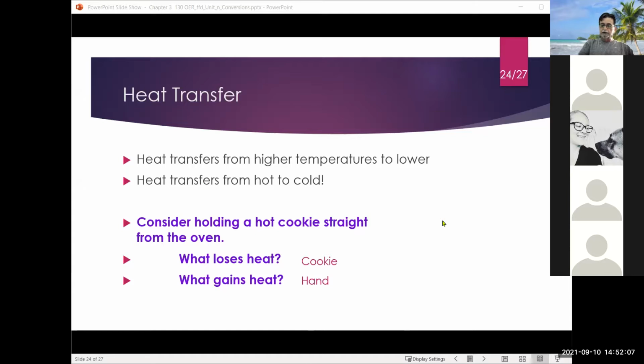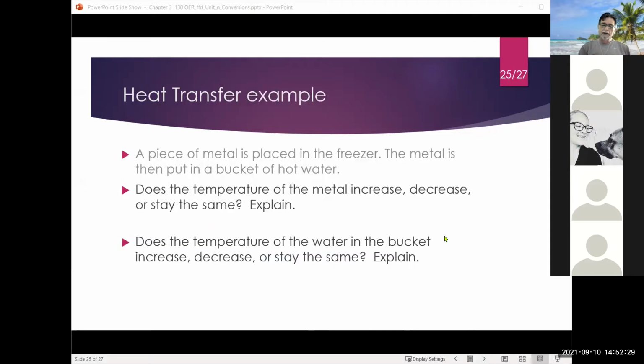So if you take a cookie straight out of the oven, who's going to lose the heat? Obviously the cookie, right? High energy. And who gains the heat? Your hand. And if it's real hot, you're going to feel it. So your hand gains the energy and the cookie loses. Eventually they're going to equate, right?